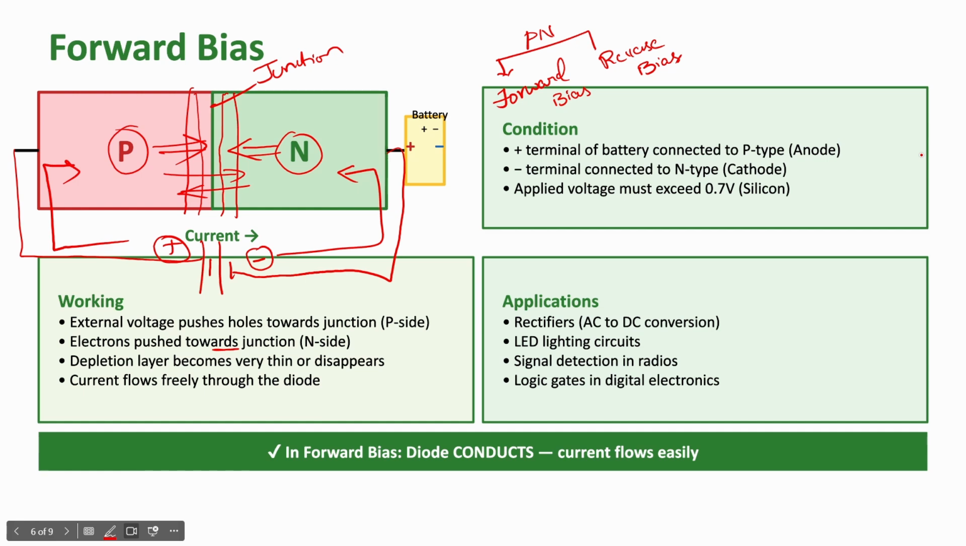Then what will happen if the depletion layer is reduced? The flow of current will be more between the p-type and n-type. So current flows freely through the diode. That flow of current is going to be very easy to move through the diode.